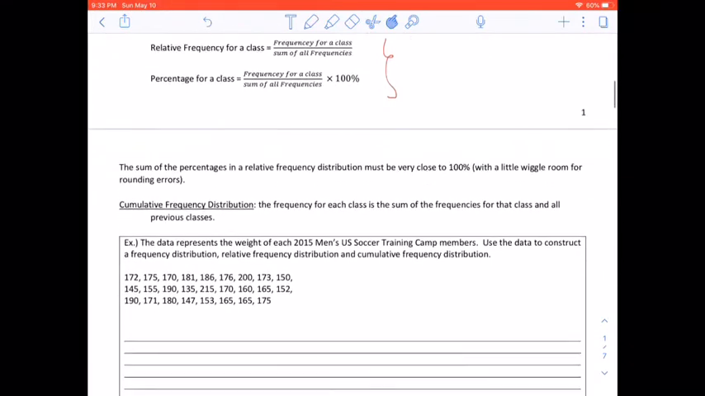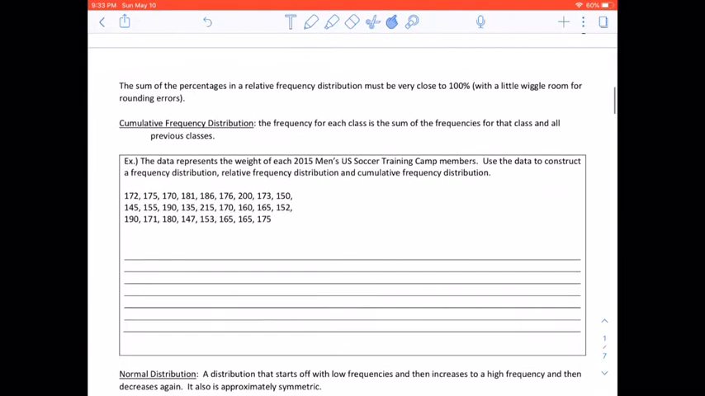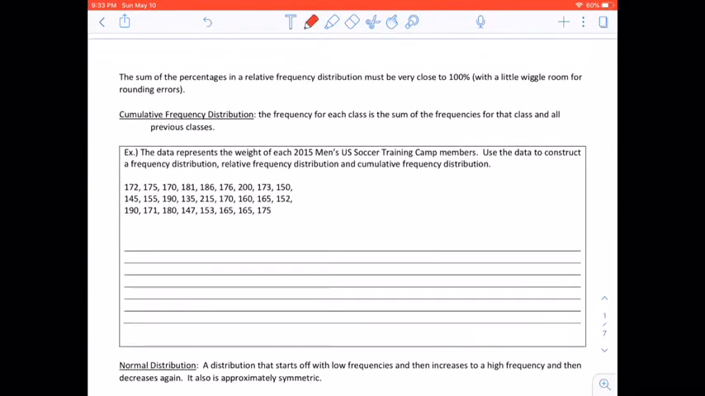The sum of the percentages in a relative frequency distribution must be very close to 100. They should be exactly 100, but because of rounding errors there might be a little bit of an issue, and it should be between about 99 and 101%, with a little wiggle room for rounding errors.